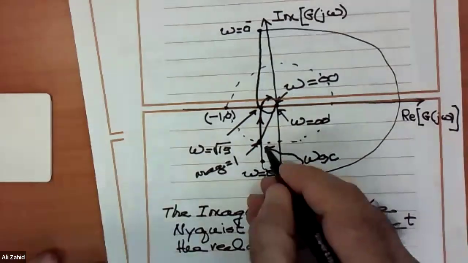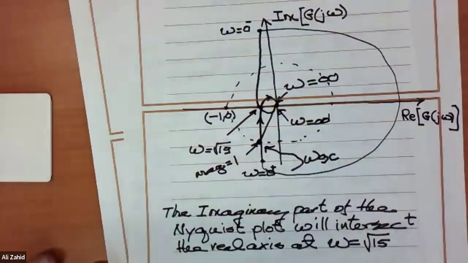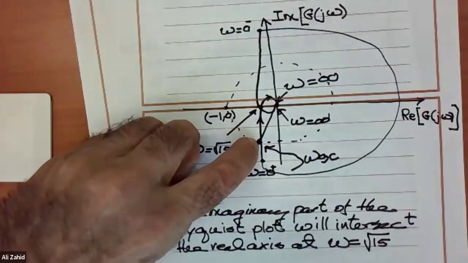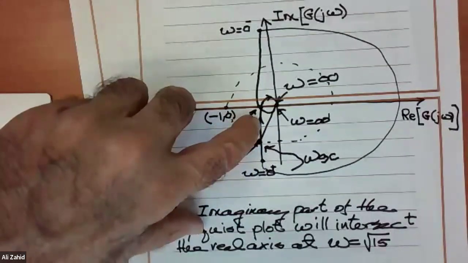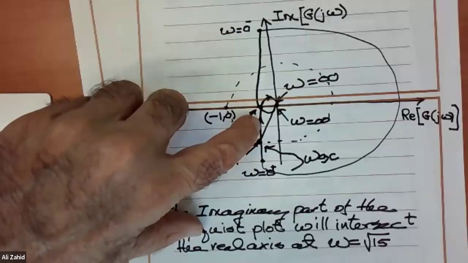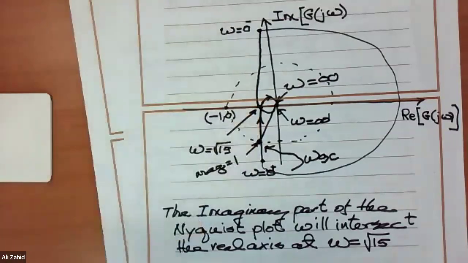What is the magnitude at this point? Can you hear me? Yes. What is the magnitude here? 1. What is the magnitude here? Less than 1. Which means in dB, is it positive or negative? Negative dB.